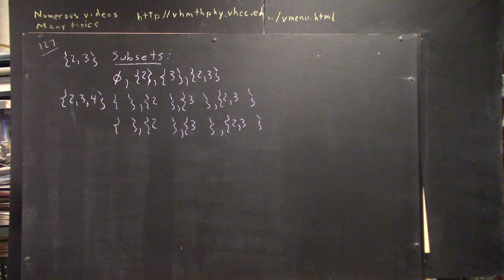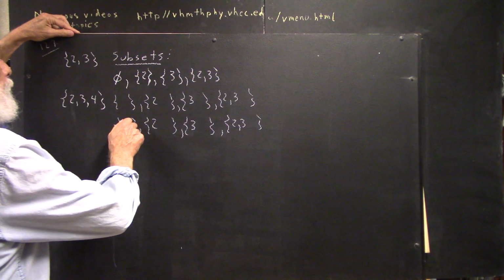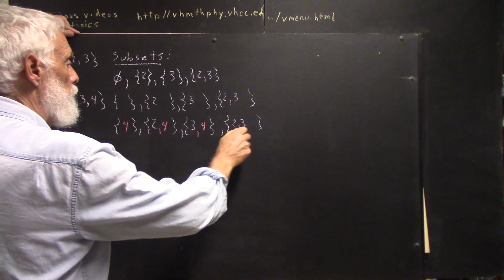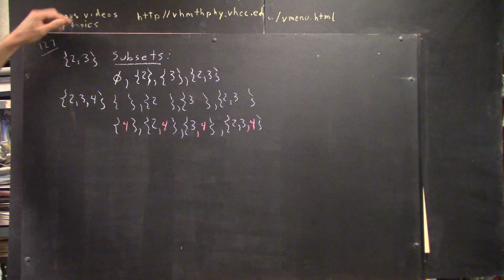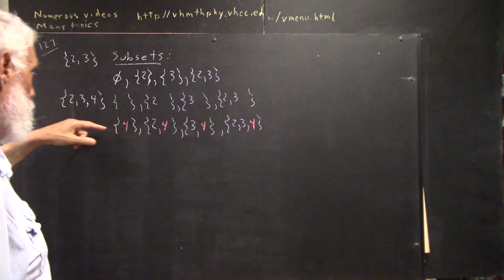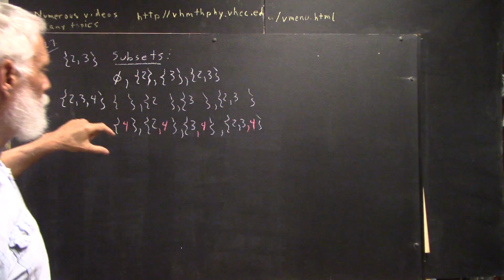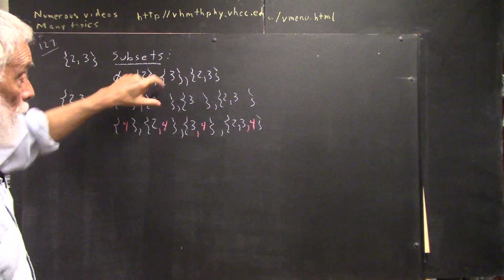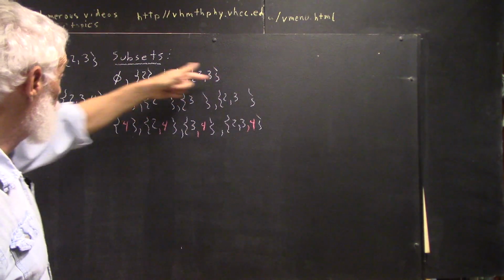Well, yeah, I've got a new element. I've got 4. So I could add the element 4 to each of these 4 sets. And I choose to add it to the second row of my listing. I'll leave the first row the same. So I've got extra space here, but I didn't use it. So the set is just what it was before.